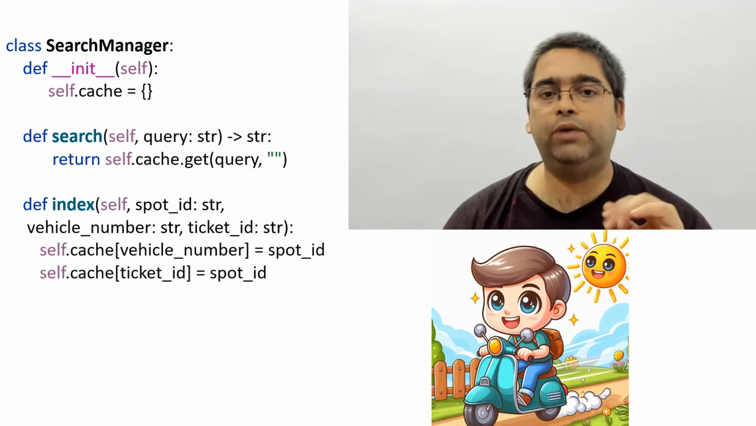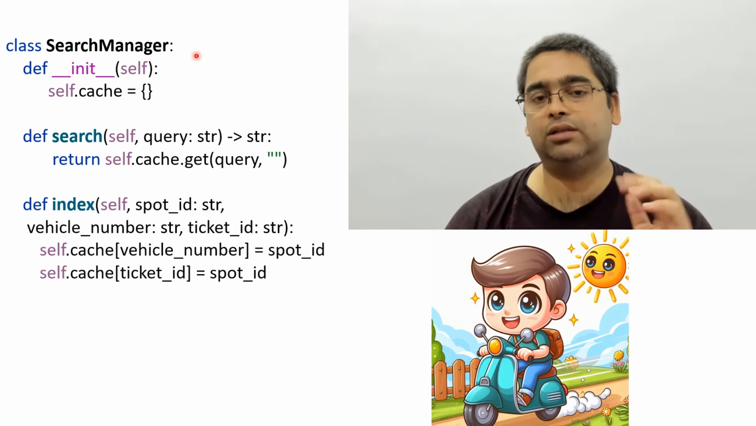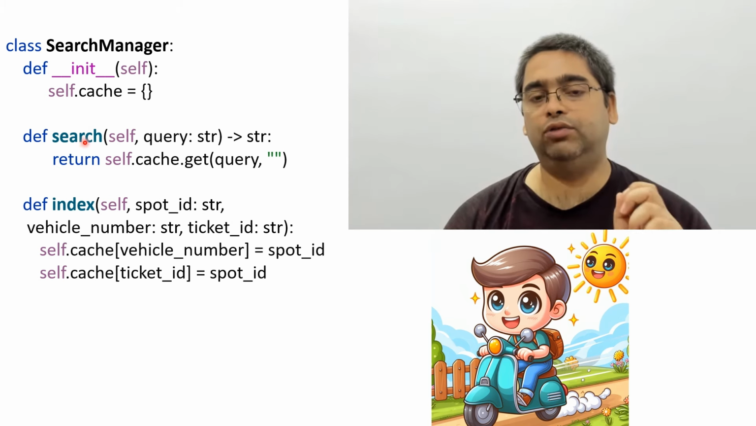If you remember, we also have the functionality to search the vehicle. We implemented it in a class search manager. It does two things. It basically indexes your parking information or parking result information whenever a vehicle is parked, and then you can basically search that information. This query variable can be either your vehicle number or your ticket ID. So it keeps all the information in basically a dictionary or a map, you can say.